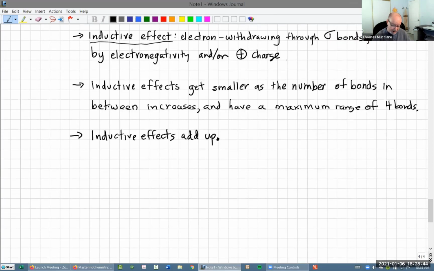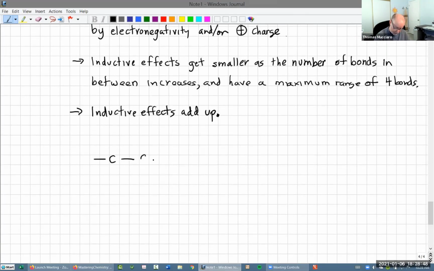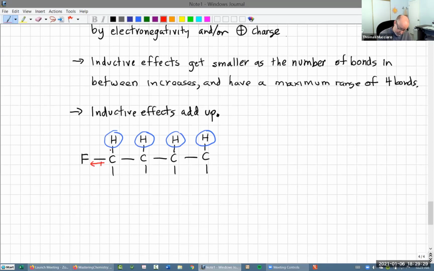So the first one is that, and I'm going to draw a picture here. I'm going to imagine we put a fluorine, an extremely electronegative atom, right there. Then we look at our electron densities. Fluorine is pulling here, and then it pulls here. You see that this one here is a 2-bond effect. It goes through one bond and then a second bond. This is going to be the strongest. This atom will have a very low electron density.